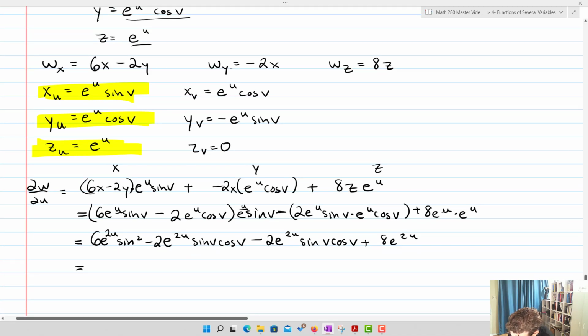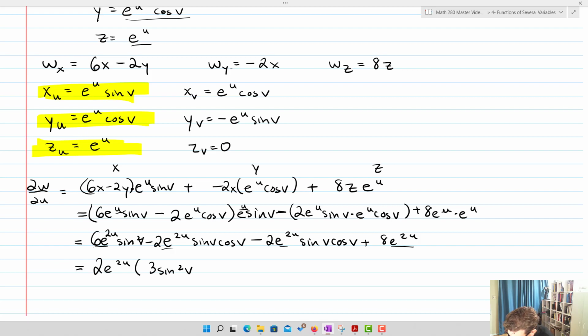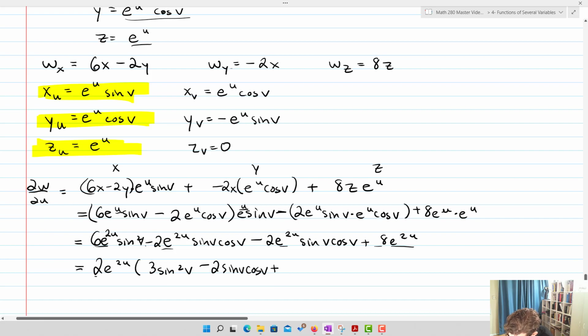Now, what I can see here is I can combine like terms, and I can pull out e to the 2u. Okay, I'll pull out an e to the 2u. So I get and a 2, all right? So I take out 2e to the 2u, and this will then give me 3 sine squared v, and then minus 2, and then divided by 2, so that's going to end up being minus 2 sine v cosine v, plus 8 divided by 2 again is going to be 4. And there is dw du, or the partial of w with respect to u.